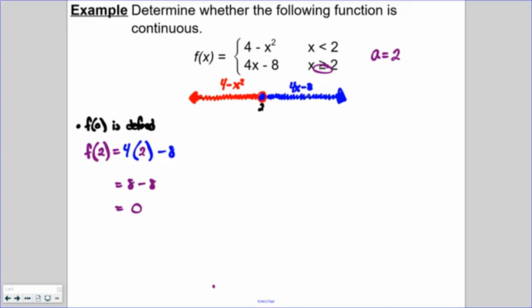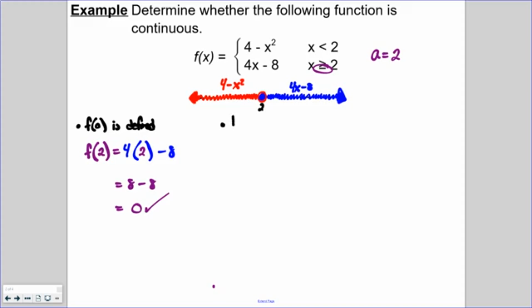Now this is sometimes a trap for folks because, like, oh, f of 2 is 0, so therefore it's not defined, because usually 0 means a bad thing. But remember, 0 represents a number. So all this is saying is that when x equals 2, the height of our function is 0, meaning it's on the x-axis. So that means that the point is defined, so this condition is satisfied.